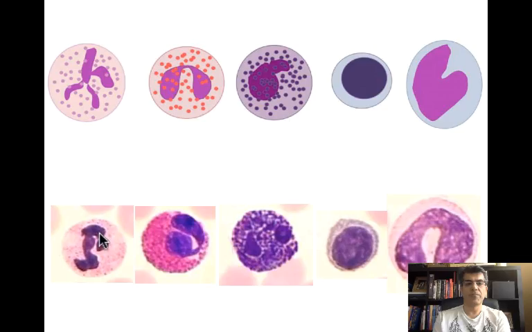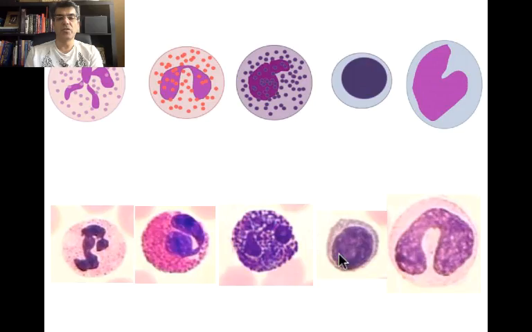In this picture, this is your neutrophil with granules. This is your eosinophil. This is your basophil. All three of them have granules. This is your lymphocyte, and this is the monocyte. These two don't have granules. That's why it's called agranulocyte.